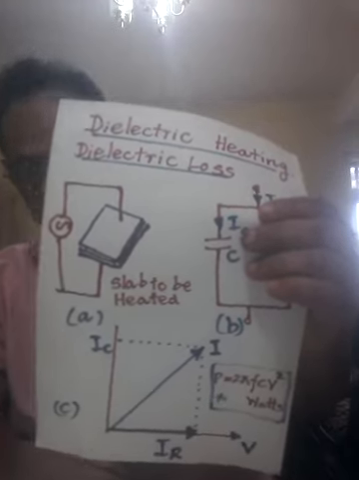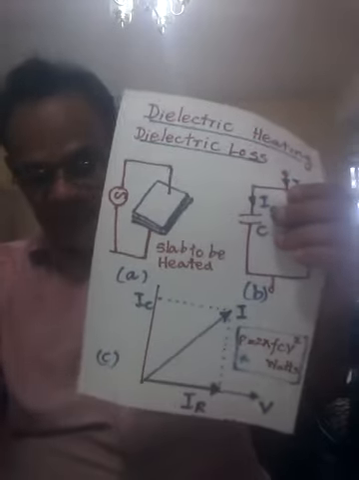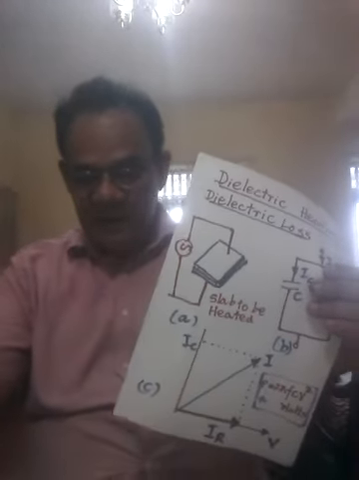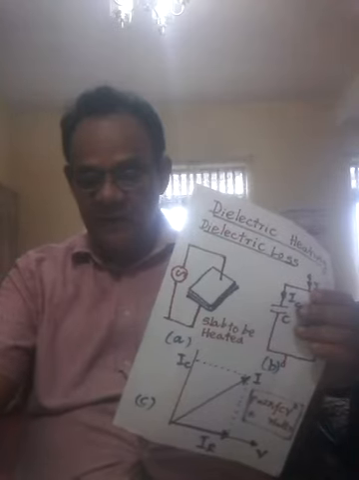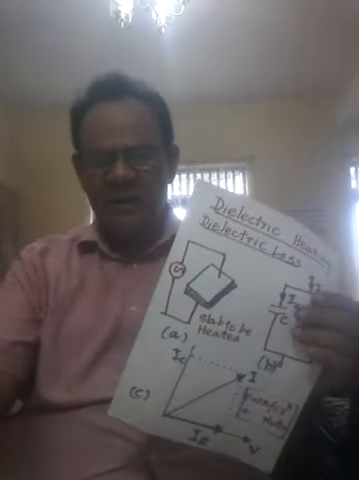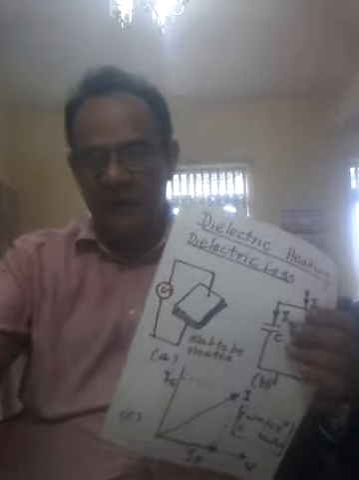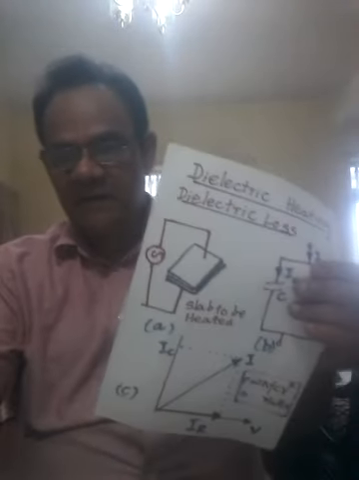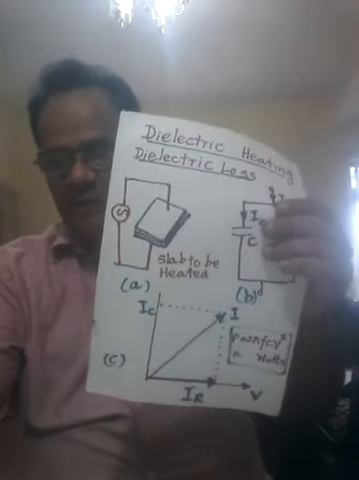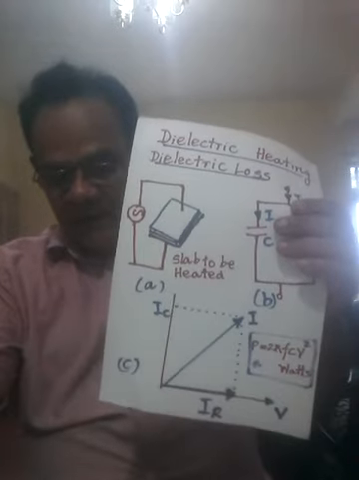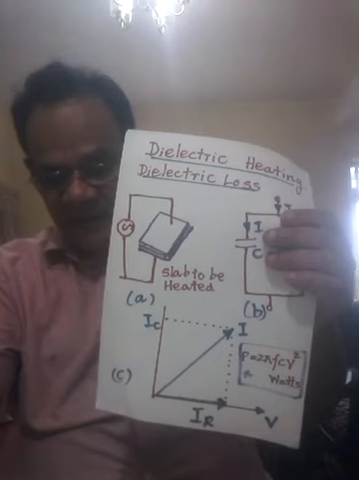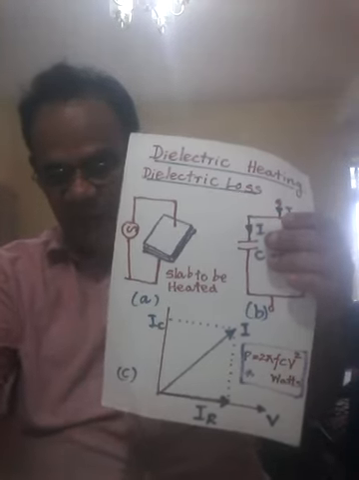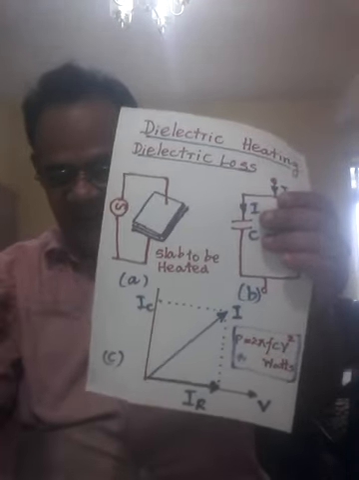Number four, heating is very fast in this method. A microwave oven takes very little time, one or two minutes, with no delay. This is very important: this method heats fast.